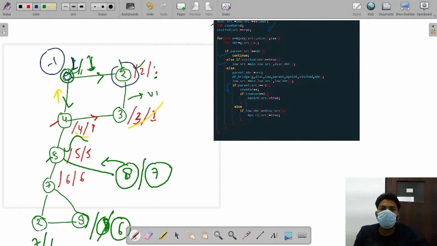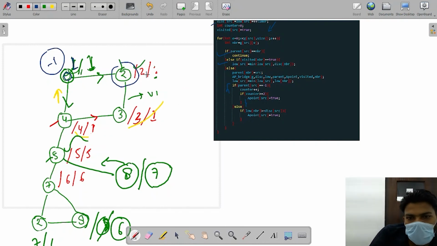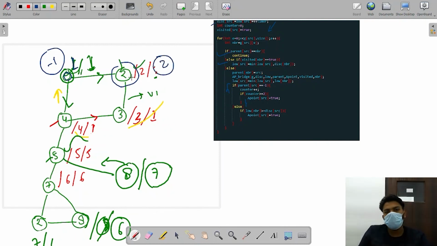Then we check whether this is an articulation point or not. We find that the low value of 2 is not greater than or equal to the discovery value of SRC. It means the discovery value of SRC is not less than or equal to the low value of the neighbor, so this is not an articulation point.